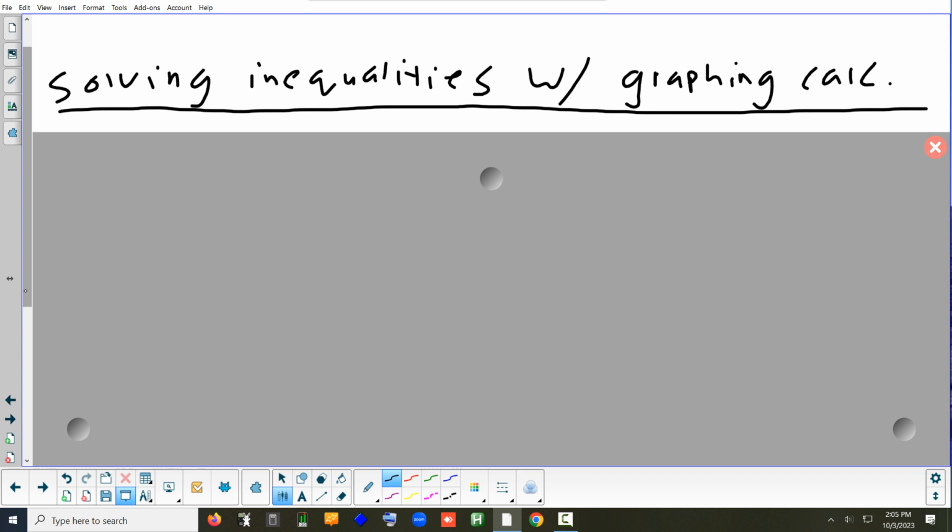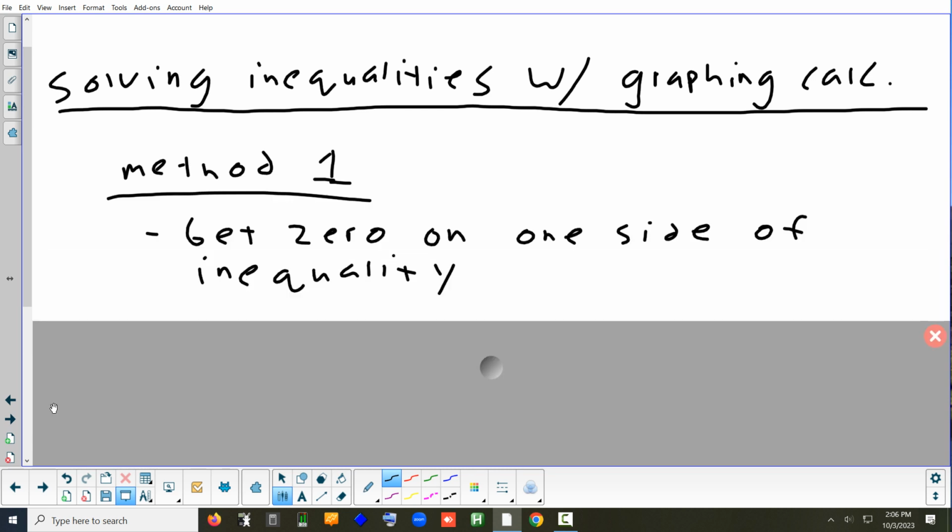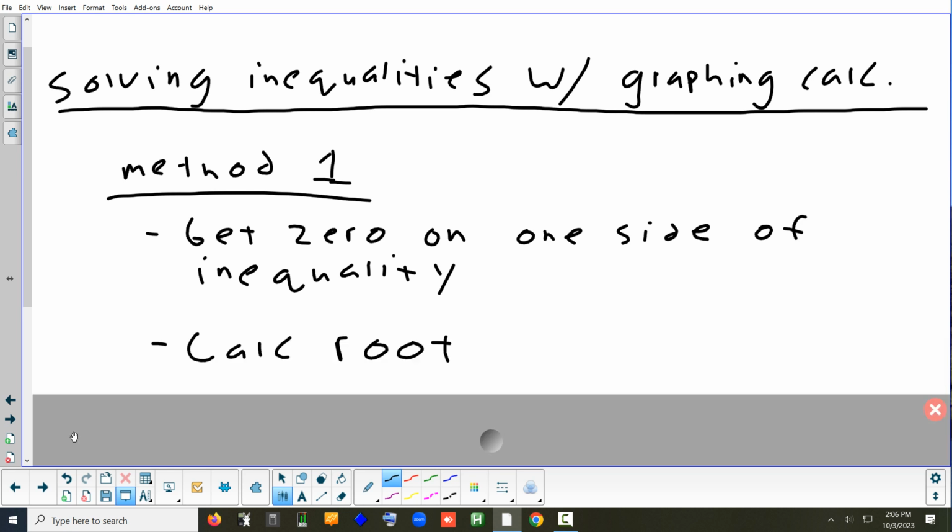Okay, so how can you solve an inequality on the calculator? There are 2 ways. We're going to solve a very simple problem so we can actually figure out what the answer is by hand, and then we'll check it on the calculator. One way to solve an inequality on the calculator is to move everything to one side. We'll get everything on one side and 0 on the other, and then we're going to calculate a root. I think we've done that before, using the second calc root. It's also called zero.